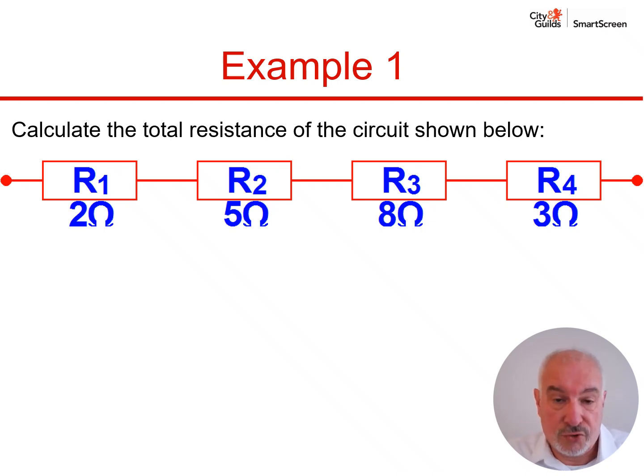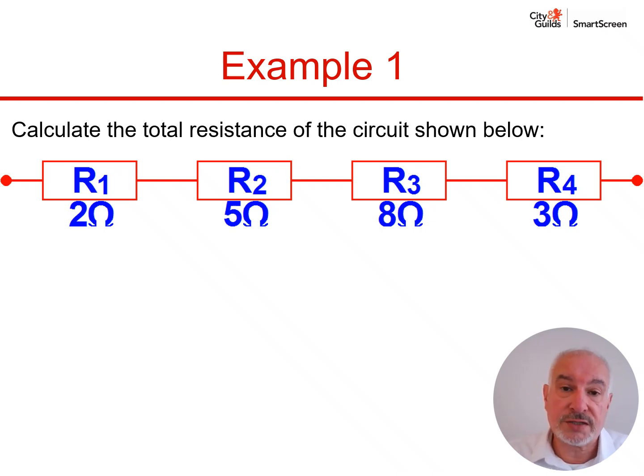Now we're going to work through an example where we are going to calculate the total resistance of the circuit shown. So here is a series circuit, this time with four resistors. Notice that they are identified R1, R2, R3 and R4. So however many resistors you've got in the circuit, you just identify them all with a number so that we know which one we're talking about. And I've allocated a value of resistance to each one. So you'll see 2 ohms, 5 ohms, 8 ohms and 3 ohms.